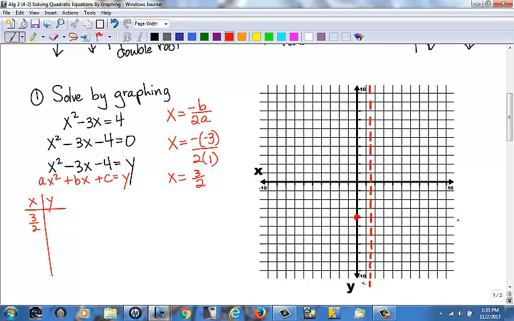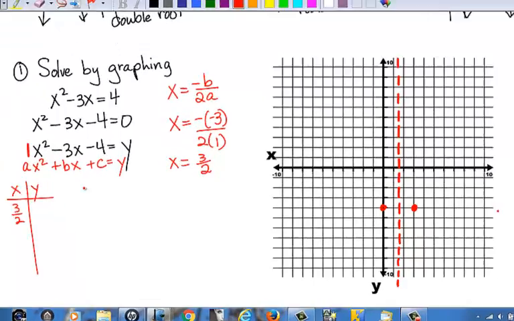Okay, and that means right now, if I've got a point here that's 1.5 units away, then I can go 1.5 on the other side. There's another one right here. And I can also look at that and say this a value is positive, so it opens up. So I know my vertex. I really need to find that vertex point.